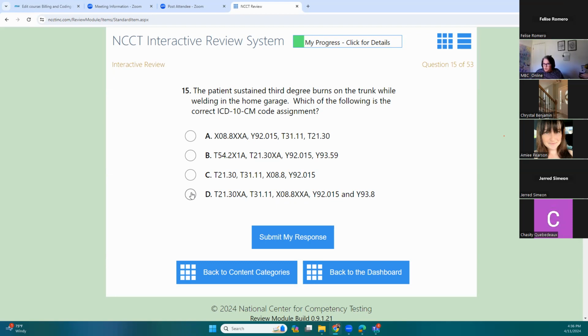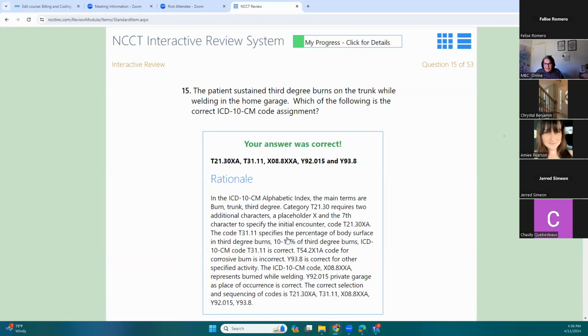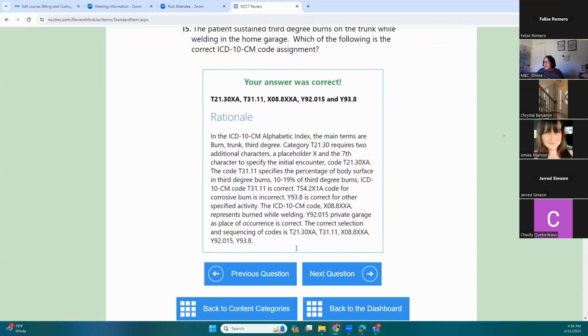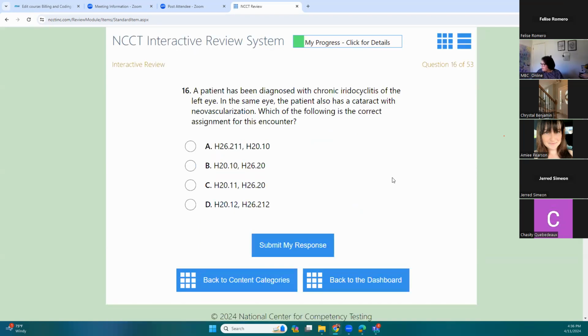Are we comfortable with going ahead and seeing? Yes, it's 3 out of the 4s. We were right. Even though we didn't get through all of those codes, I felt confident because I knew that we needed the X08.XXXA because it's the inhalation of the smoke. And I knew that this was the trunk, the third-degree burn of the trunk. So I knew that that was probably going to be the answer. Did most of you guys kind of guesstimate that one? Yeah, yes. All right, boy, this one looks better, doesn't it?